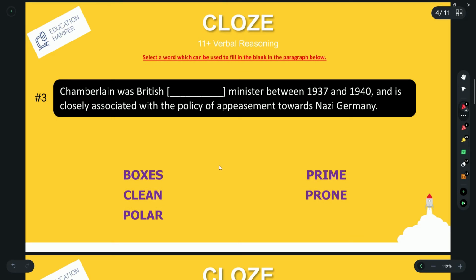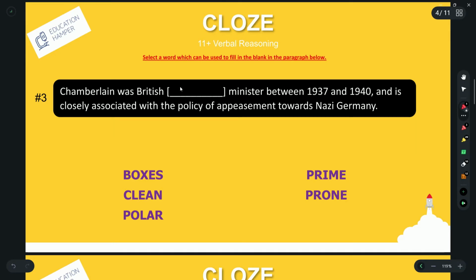Question 3. Chamberlain was British blank minister between 1937 and 40 and is closely associated with the policy of appeasement towards Nazi Germany. So this looks like there was a policy of appeasement. Nazi Germany at the time was rising, 1937 to 1940. So this is at the early part of World War II, I guess. And if he was a minister, he's obviously one of the main names here.